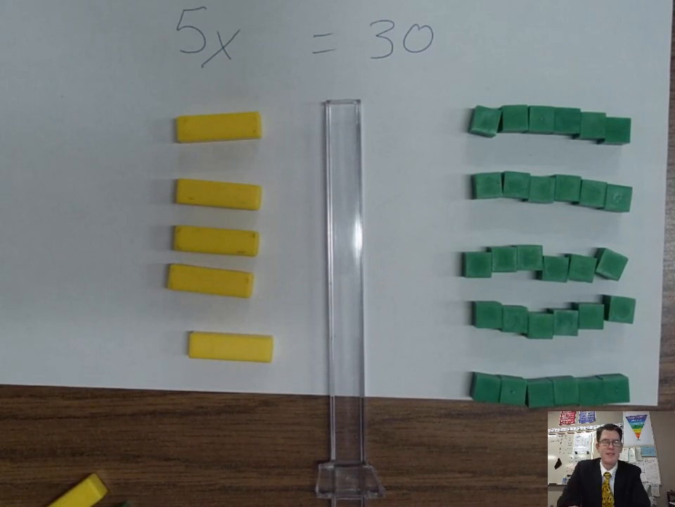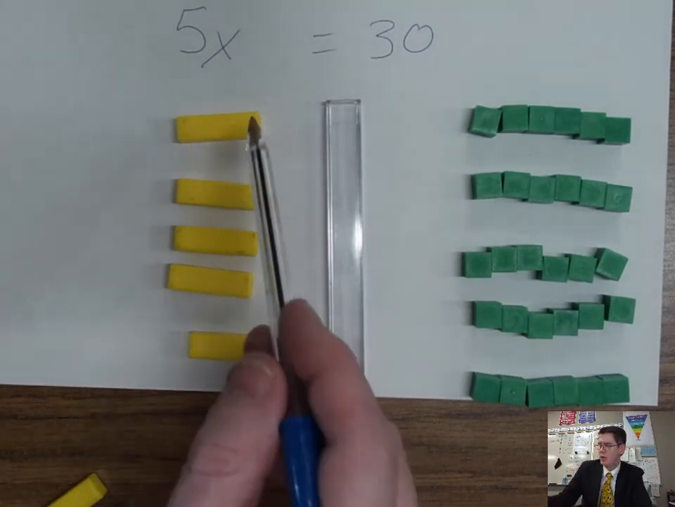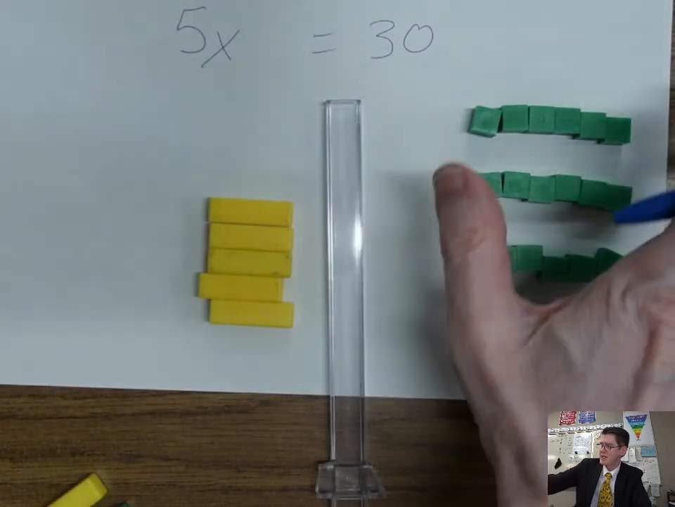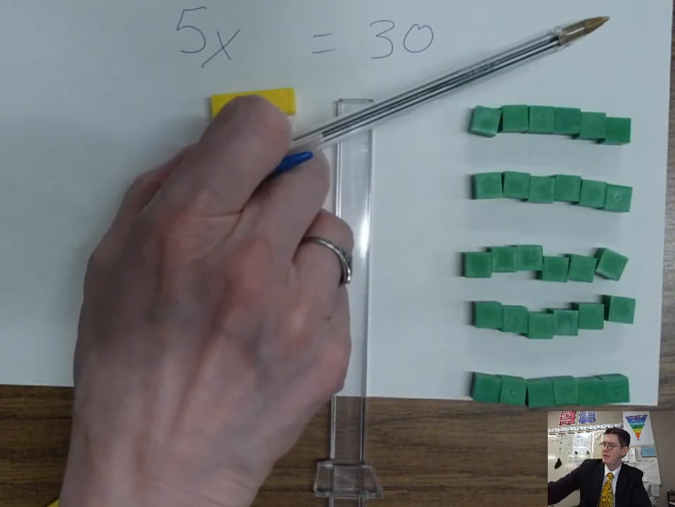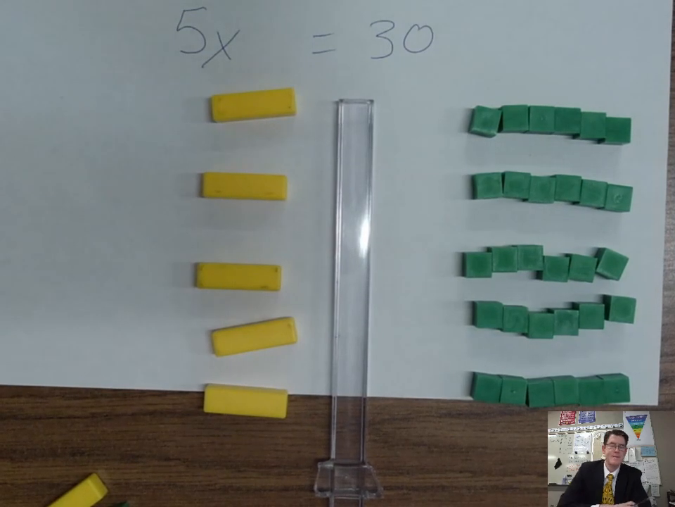And what does it mean about this variable? We're trying to figure out what this variable means. Well, it means that if 5 of these x's is 30 altogether, then they're all the exact same thing. And that means that altogether, they're 6 each.